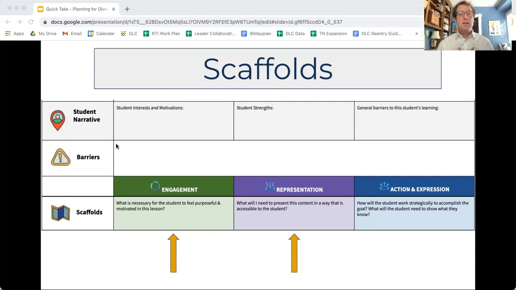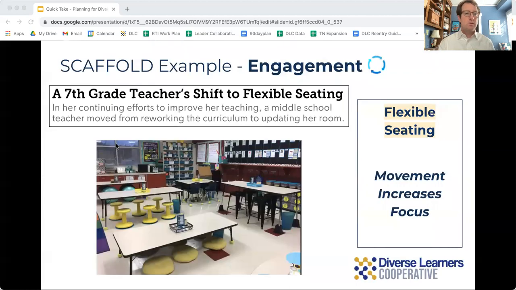So what am I going to need to do as a teacher to present this content in a way that's accessible? And action and expression: how will the student work strategically to accomplish the goal? What will the student need to show what they know? So here's some examples. This is, again, in the category of engagement.